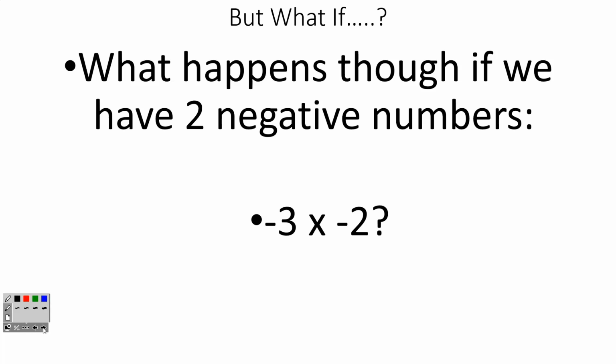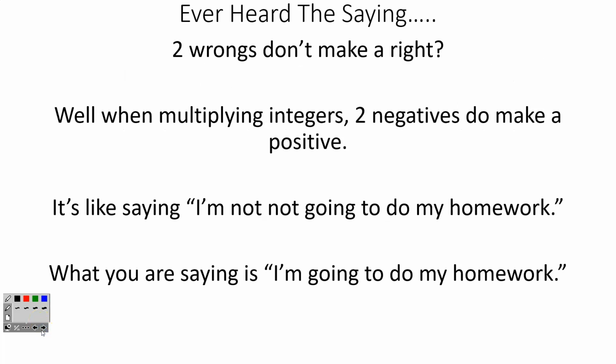But here's the problem. What happens, though, if we have 2 negative numbers? You can't really have negative 3 groups. So this one's a little bit more complex. Have you ever heard the saying, 2 wrongs don't make a right? Well, with integers, when you multiply them, 2 negatives do make a positive. So it's like a double negative.